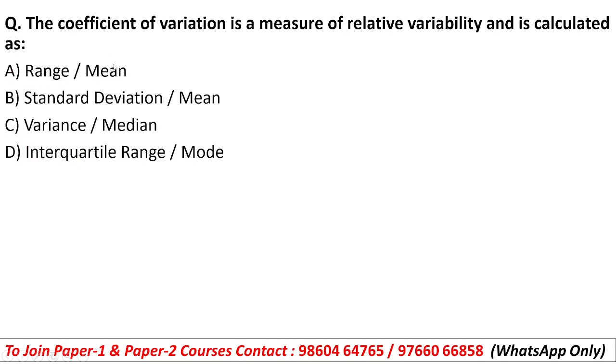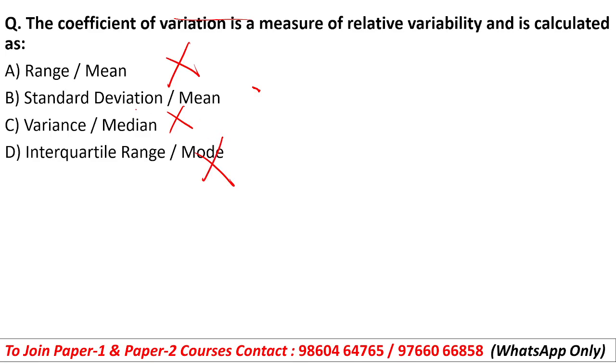Let's see the next question. The coefficient of variation is a measure of relative variability and is calculated as? So students, generally in a statement based question or in a one-liner question, NTA asks you the formula. So here you have to tell the formula of coefficient of variation. Range upon mean, this will not be there. Standard deviation upon mean, then variance upon mean, and interquartile range upon mode.